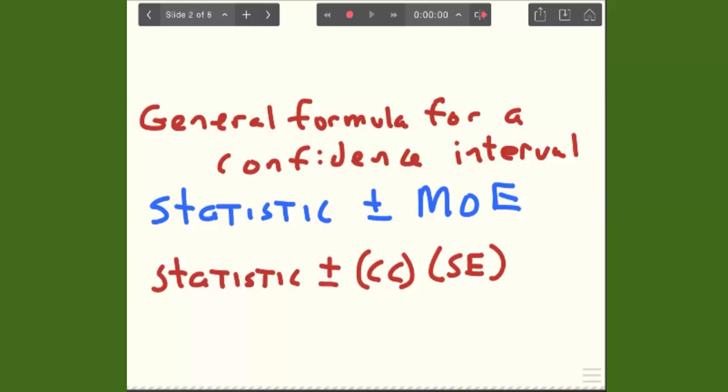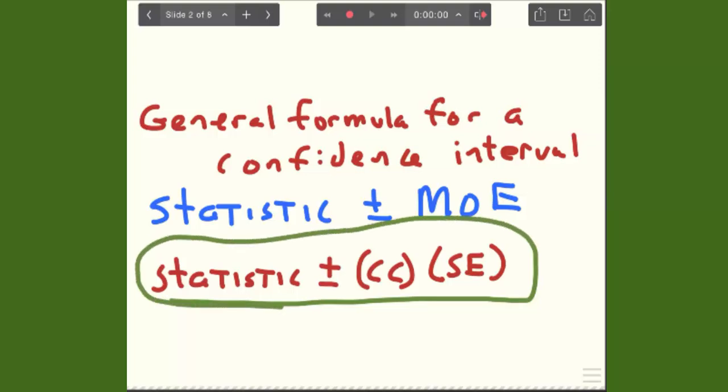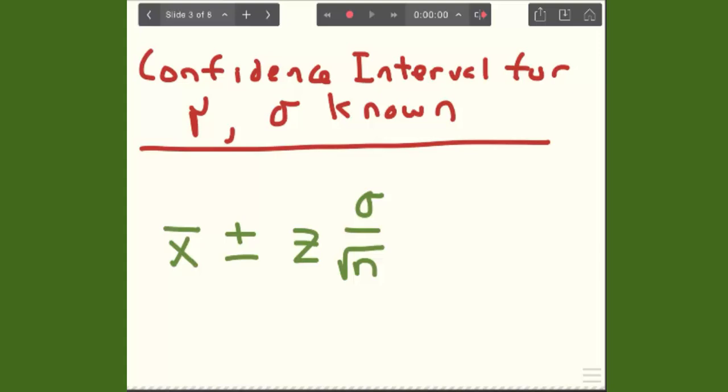I think it's really important that you take the time to just really think about this formula and kind of burn it in. We're going to use this same generic formula over and over again. So you'll be seeing this many times over the next few weeks. Okay, so there it is. The statistic, x bar, plus or minus the confidence coefficient, which is z, times the standard error, which is sigma divided by the square root of n.